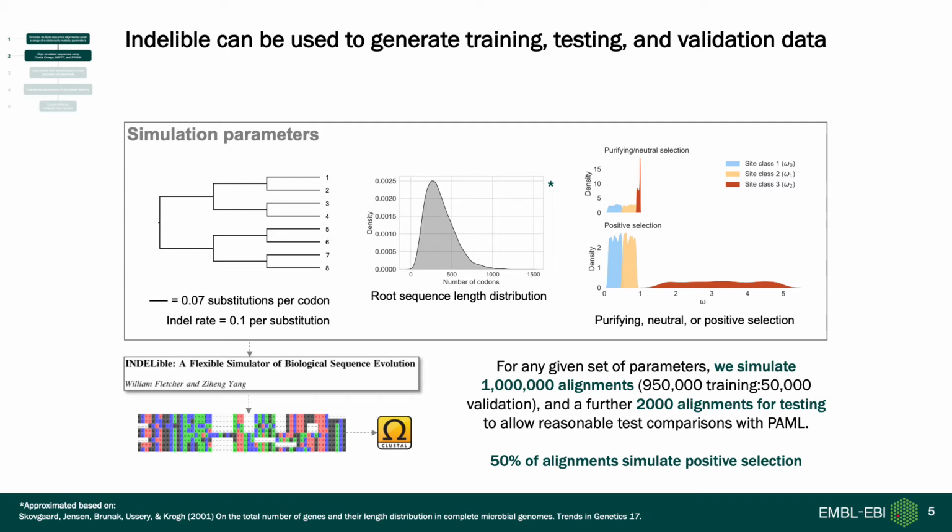So all training is performed on perfectly balanced data sets. And we also simulate a smaller test set under each of these parameter values, consisting of 2,000 alignments, which we evaluate with both our CNNs and PAML, which you'll see whenever I show results of performance later.